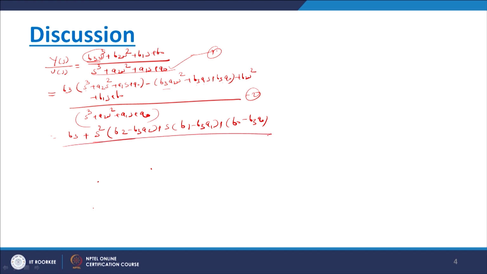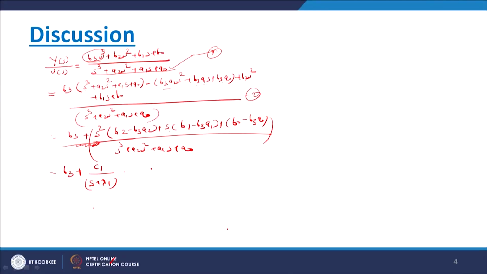You just see here, you will find that the s square term is b2 minus b3 a2, then the s term is b1 minus b3 a1, and plus b0 minus b3 a naught, divided by s cube plus a2 s square plus a1 s plus a naught. So we find that the original transfer function is proper, whereas after doing some mathematical adjustment this transfer function has been converted into a strictly proper transfer function. Why have we done it? It is because we have to take the inverse Laplace, and for inverse Laplace it is better to have a strictly proper transfer function.